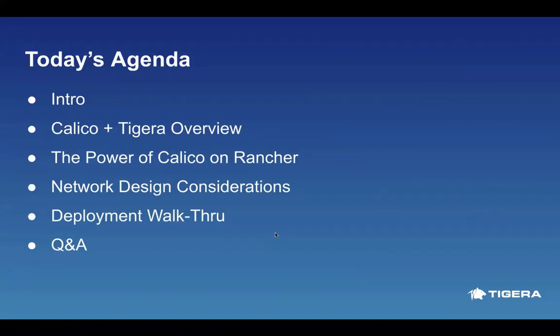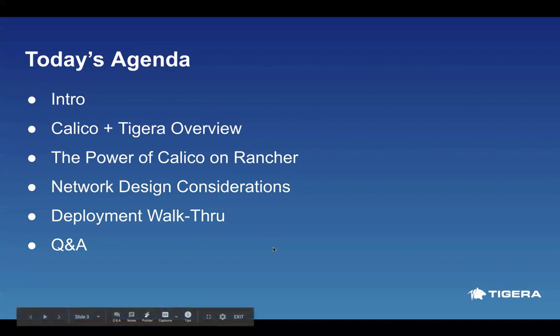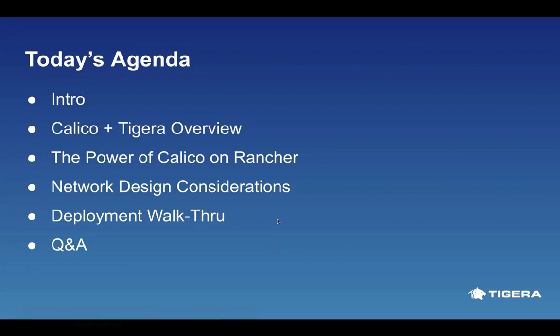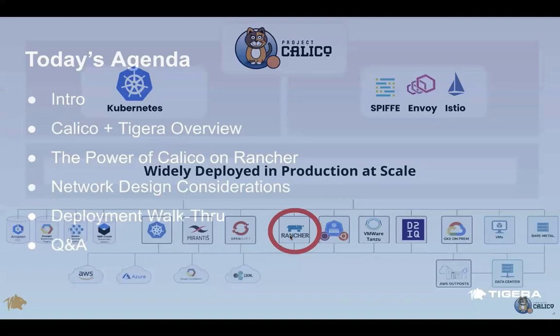So in today's agenda, we did some of the intros. We'll do a quick overview of Calico and Tigera for those who are not familiar with the solution that we provide. Then we'll shift to focus on how you can power your Rancher with Calico, some network design considerations and a deployment walkthrough. And we'll leave some questions towards the end for Q&A.